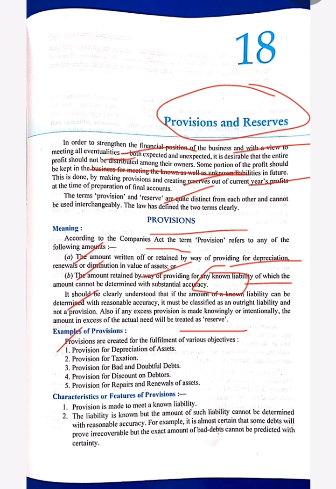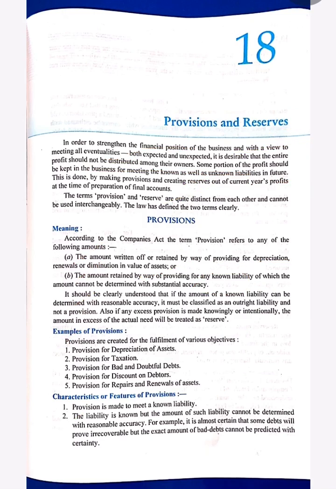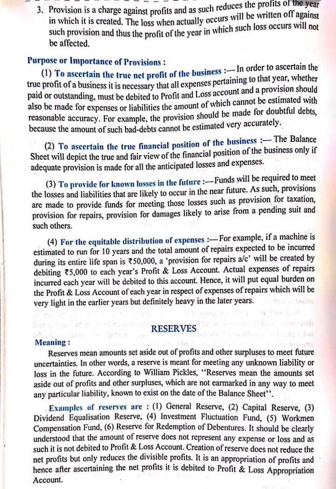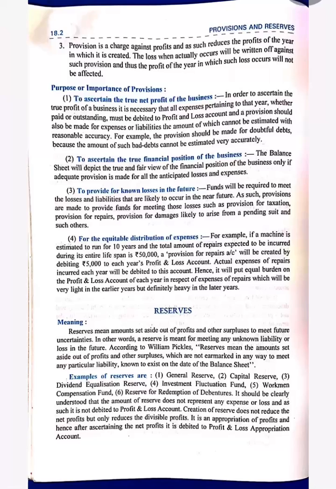Characteristics of provision: provision is made to meet a known liability. The liability is known, but the exact amount cannot be determined. Provision is charged against profit, and as such reduces the profit of the year in which it is created. The loss, when it actually occurs, will be written off against such provision. If there is a loss in any year, that loss will be recovered from that provision.